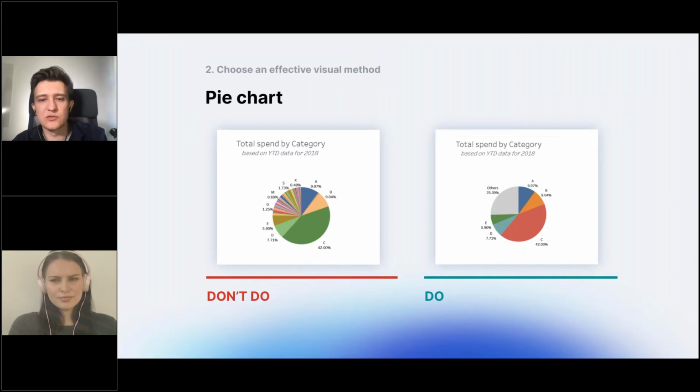In Piwik PRO Analytics, we don't allow you to show more than 7 dimensions in a pie chart, and we throw all the other values into the 8th one, which is generated automatically and just labeled other, like other values, right?